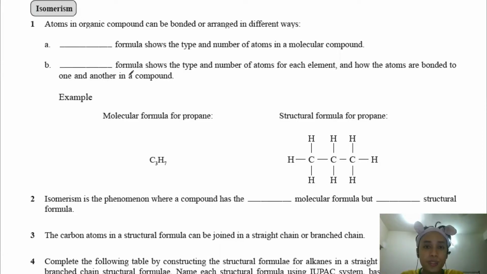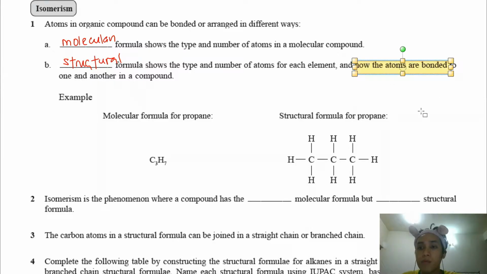Okay, so typically for isomers, what we are referring to is the difference in the structural formula, right? Technically, if we say a molecular formula, it tells me how many atoms I have for each element. Structural formula shows me how they are bonded. So that's why it is mentioned here, right? How the atoms are bonded.